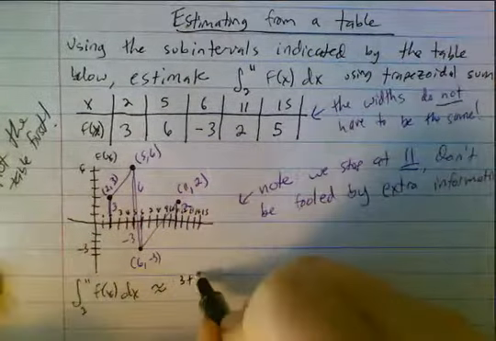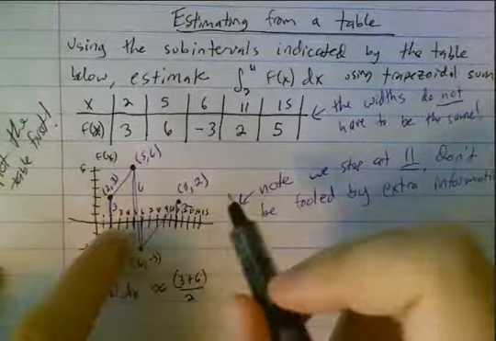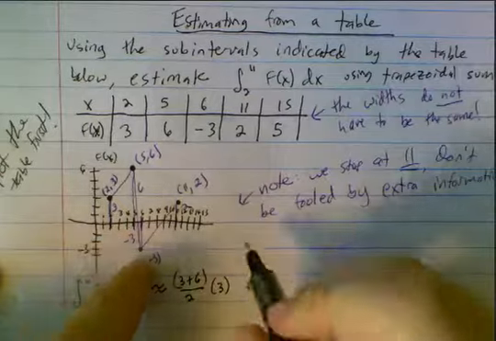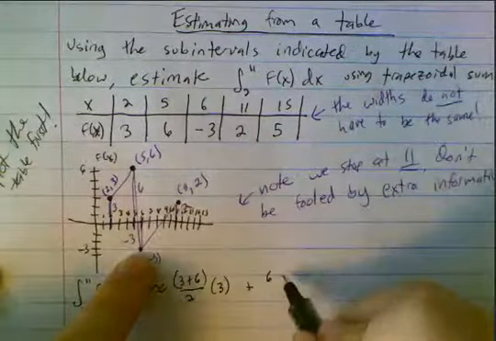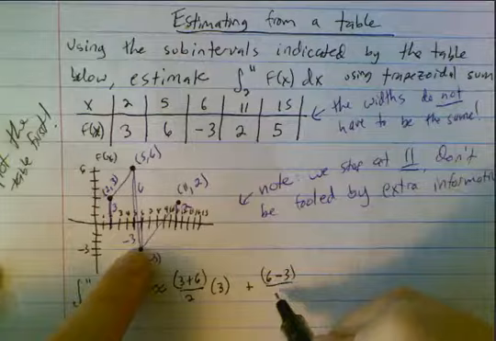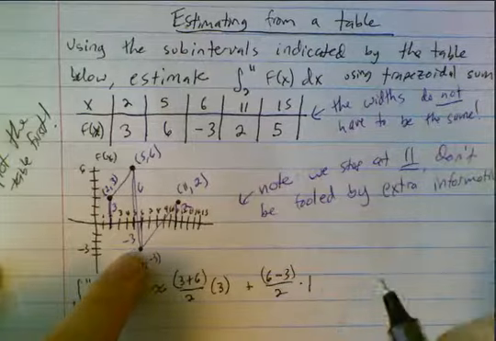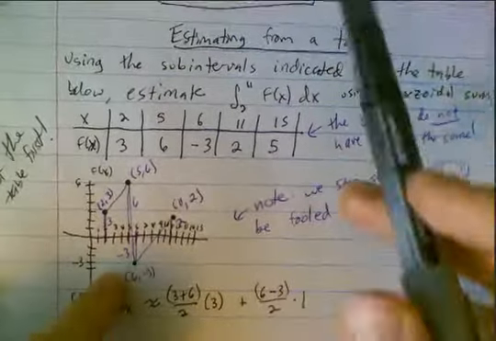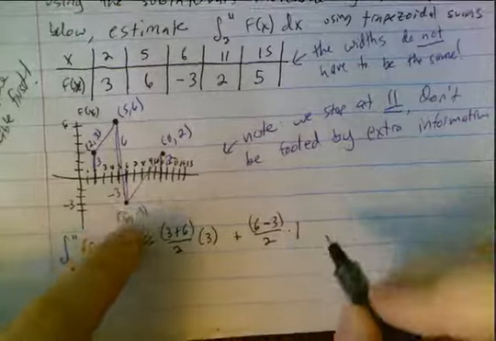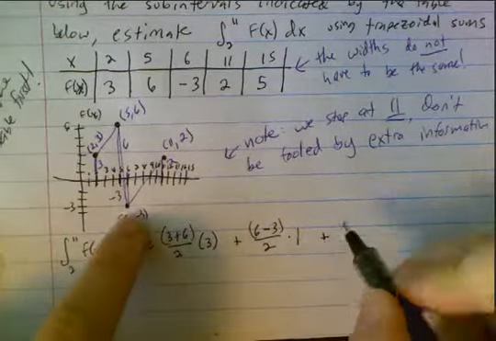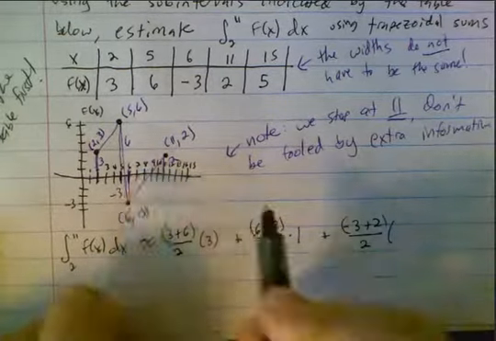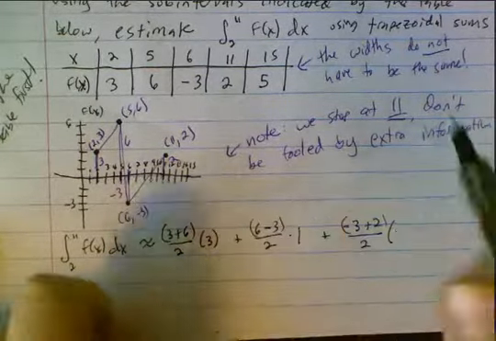So average height, 3 plus 6, divided by 2, times the width, which is 1, 2, 3. And then for our next one, the average height is going to be 6 plus negative 3 over 2 times the width, which is 1. Make sure, if these are different widths, you have different numbers here. Normally they're the same when we have these types of problems. With tables in particular, they don't have to be the same width. And then for this final trapezoid, height negative 3 plus 2, that's our average height. And then the width was 1, 2, 3, 4, 5.